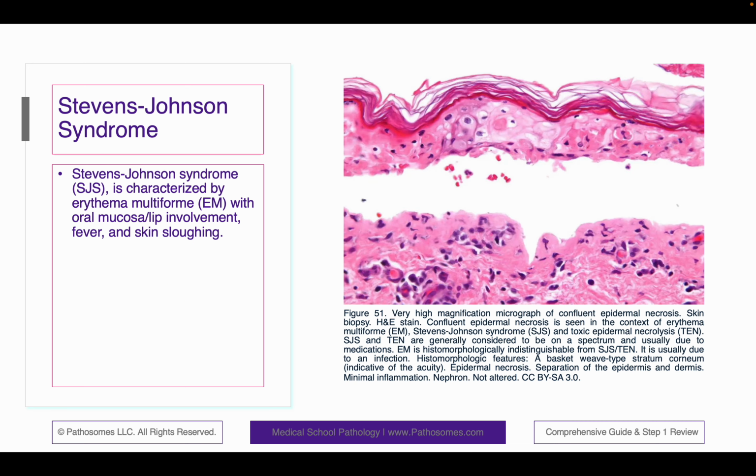Now let's talk about another very important condition. You'll definitely see this. Stevens-Johnson syndrome. Stevens-Johnson syndrome, SJS, is characterized by erythema multiforme with oral mucosa/lip involvement, fever, and skin sloughing. To the right here, we can see a very high magnification micrograph of confluent epidermal necrosis. This can be associated with SJS or TENS, this histology specifically.